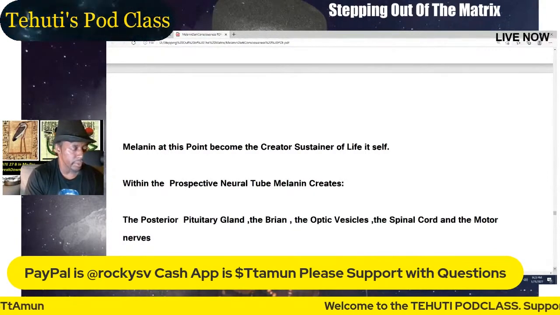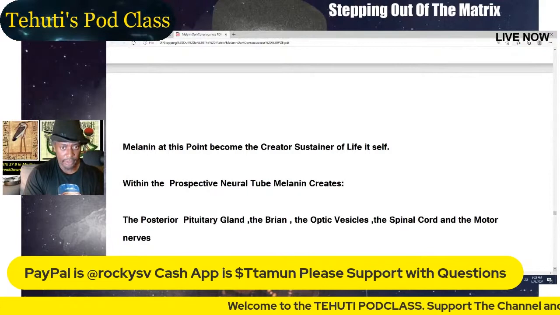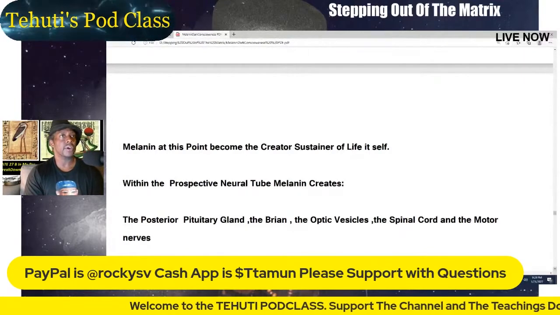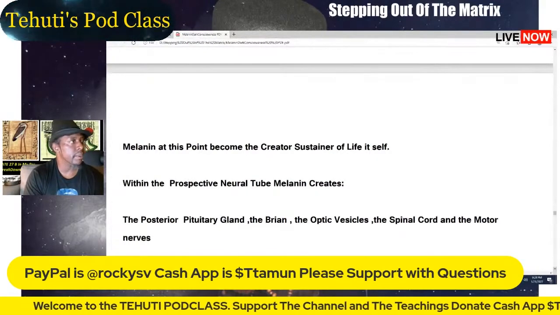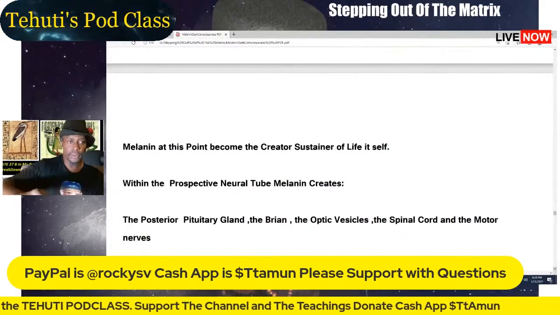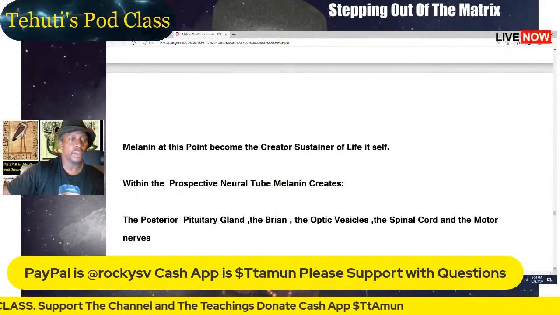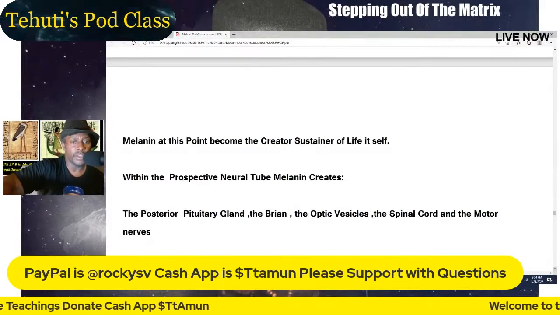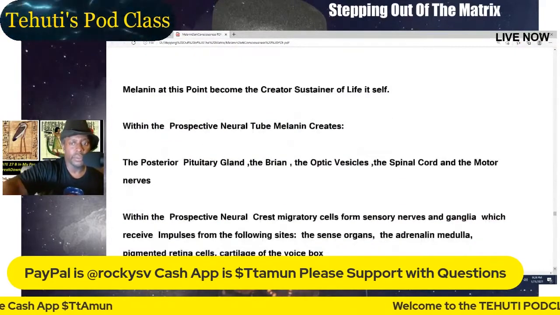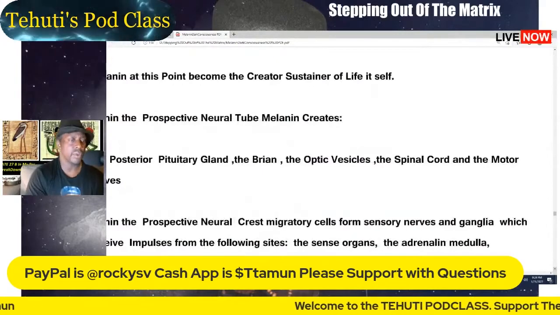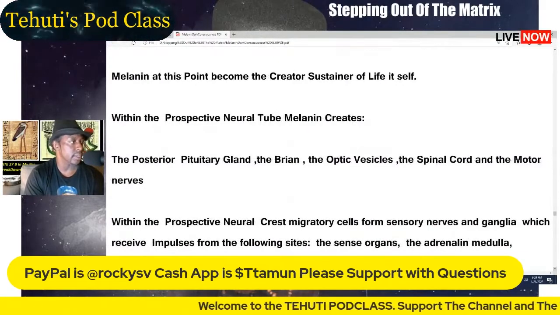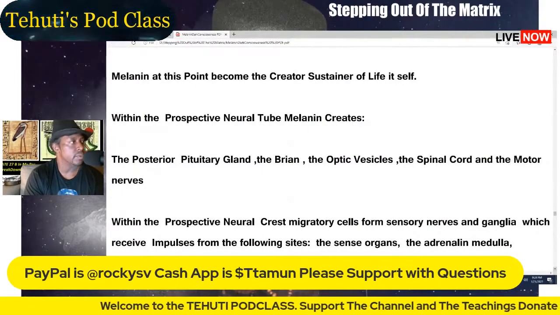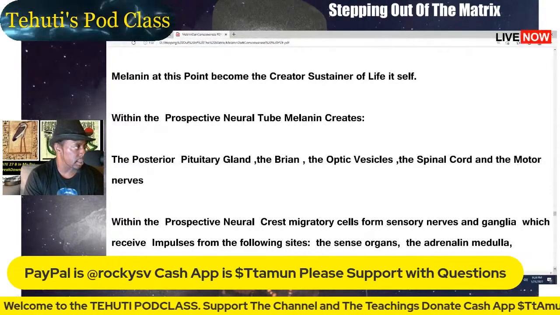That's the minute melanin. The melanin actually works inside of the womb to create the body parts itself, which means all the body parts are created from melanin. Now, with a perspective neural tube, melanin creates. So here's what melanin creates. Melanin creates these things, and melanin heals these things, because melanin is what's actually creating them in the first place.